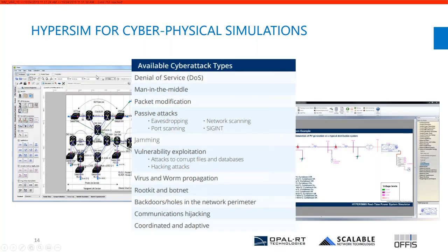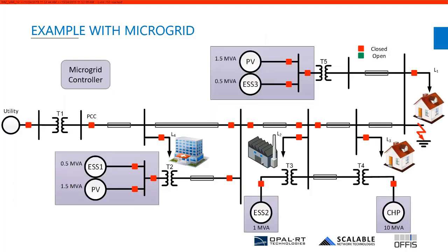So here's a quick example. You can see the Exata GUI on the left side, the HyperSim on the right one. And here's a quick list of the available cyber attack types that can be programmed and tested using this solution. So denial of service, passive attacks, jamming, packet modification, virus, swarm propagation, rootkit, and many more. And we'll have a quick demo very soon to show you the capabilities of the software.